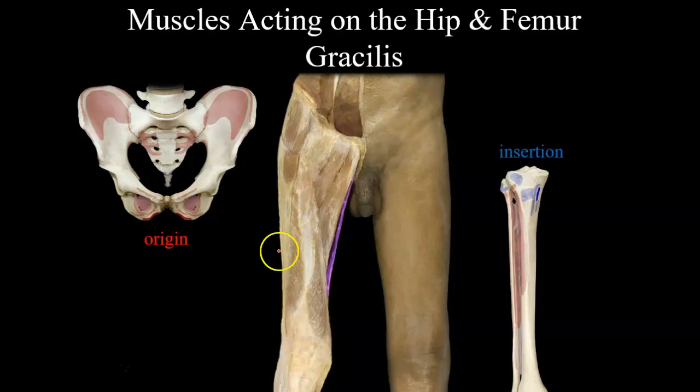Another muscle running along the inside portion of the thigh is called gracilis. Again, a very thin, strappy muscle, kind of like sartorius, but it runs along the medial portion of the thigh.